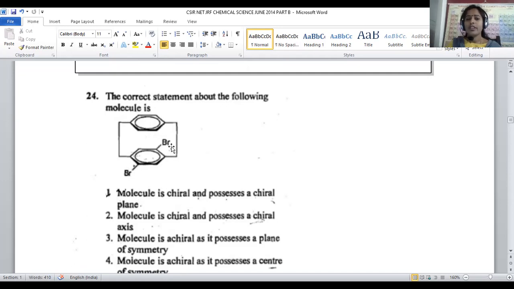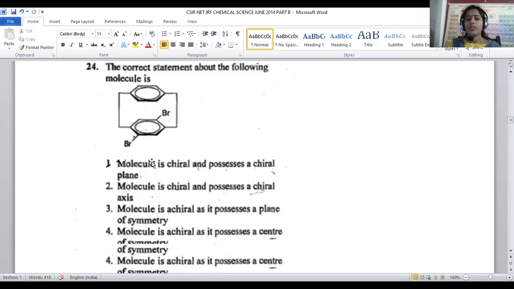So if the bromo groups are not there within the molecule, you can put a horizontal plane, you can put a vertical plane, you can put a center of symmetry, you can put a C2 axis of symmetry. Everything is possible if these two bromo groups are not present within the molecule.